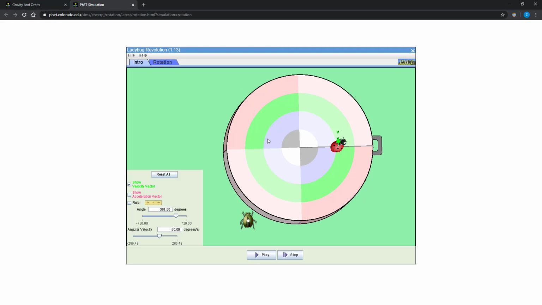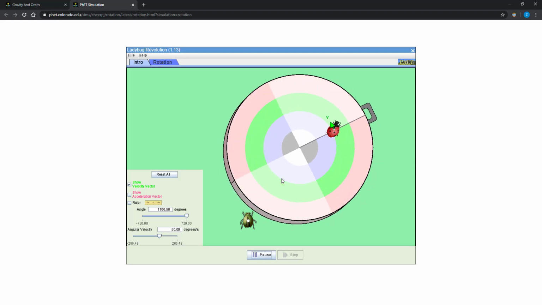There's a turntable, there's a ladybug, there's another bug. So let's put the ladybug on the turntable and start turning it. As we can see, the ladybug is just tracing this circle, this perimeter here. One thing we notice is there's this green arrow indicating the ladybug's velocity as a vector.